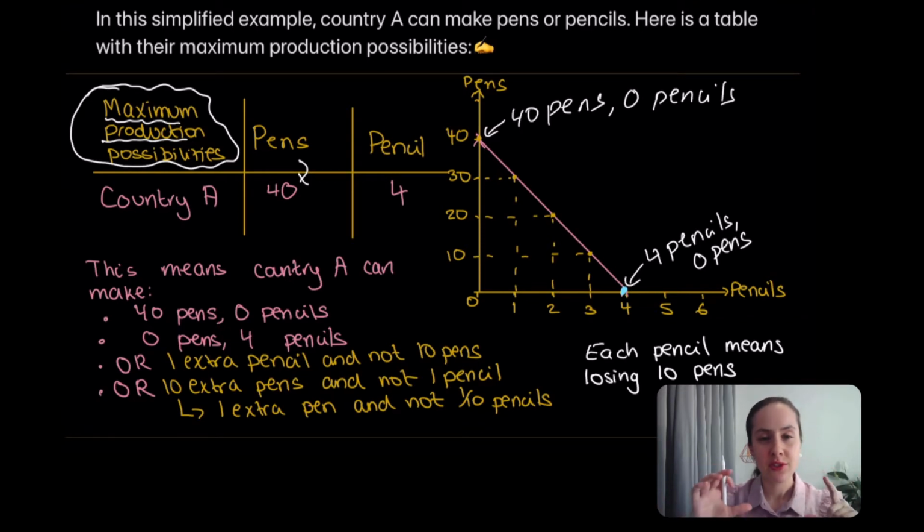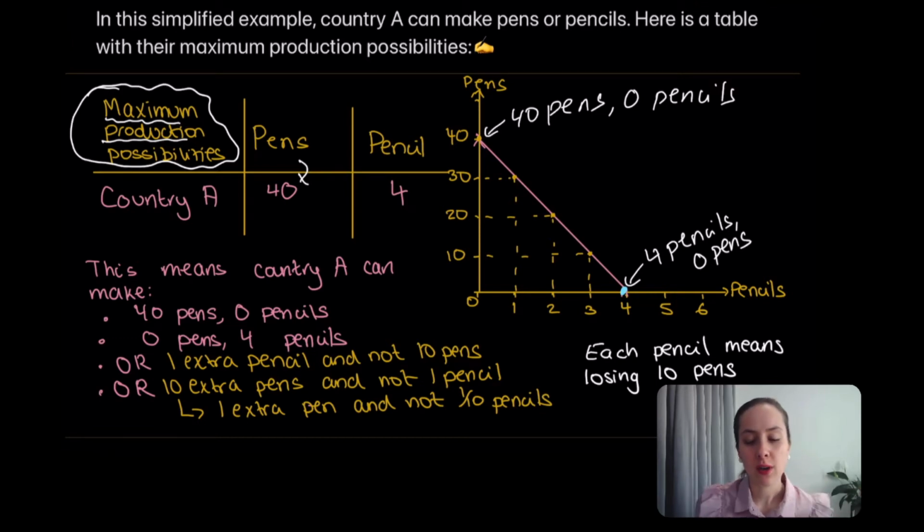And what this table doesn't really show so nicely is that they don't have to produce at these corners where they're making just one good, just pencils or just pens. They could produce a mixture, any kind of combination, but they'd be losing out on one of their goods. There'll be a trade-off, there'll be an opportunity cost. So that's what the table is showing us there.